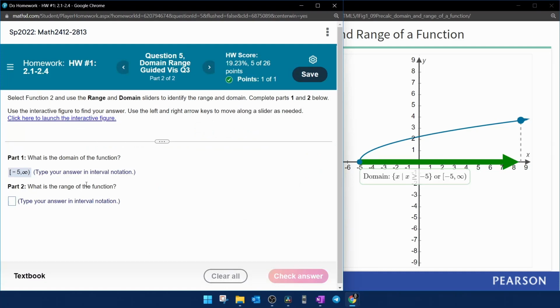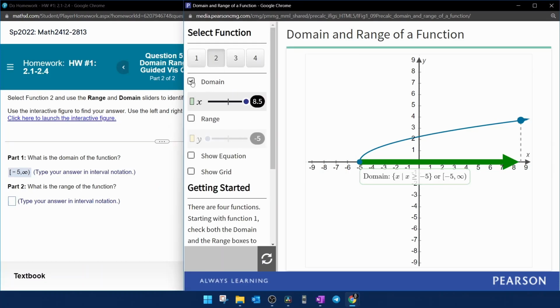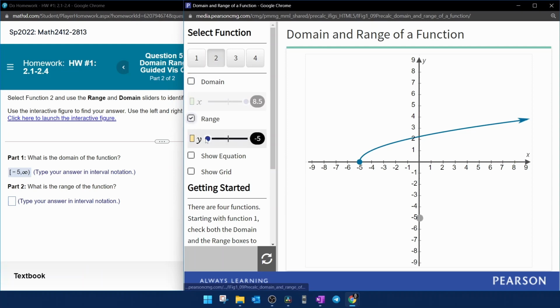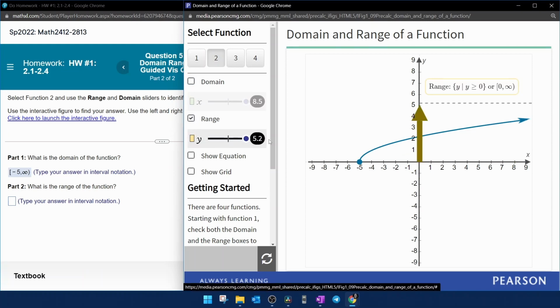and the range of the function. Again, if we come over here and turn off the domain, turn on the range, and slide the slider all the way over, it's going to give us the range is everything from 0 to infinity. Now the range are the values that y can be, and notice that the graph begins at the x-axis. There is no graph below the x-axis.